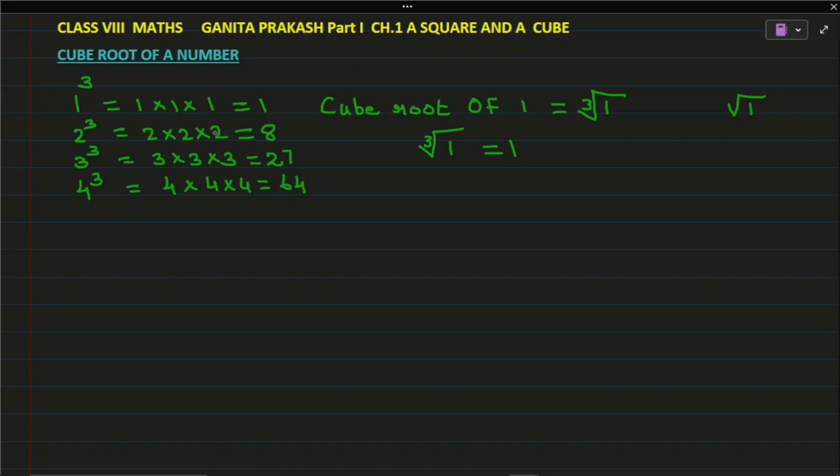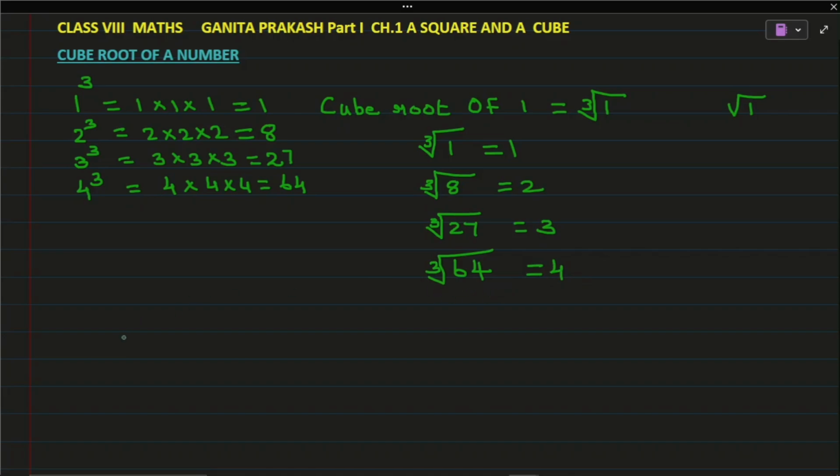And here 2 cube is 8, so cube root of 8 is 2. And here also cube root of 27 is equal to 3, because we are getting 27 by multiplying 3 three times. Now cube root of 64, that we can write as 4.